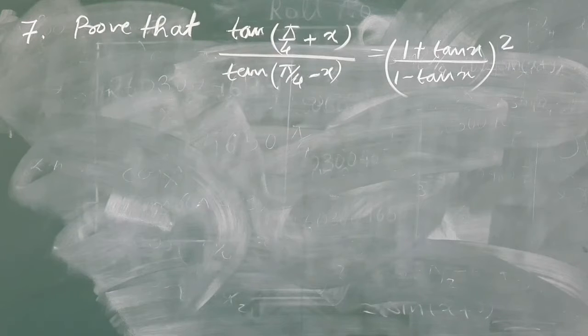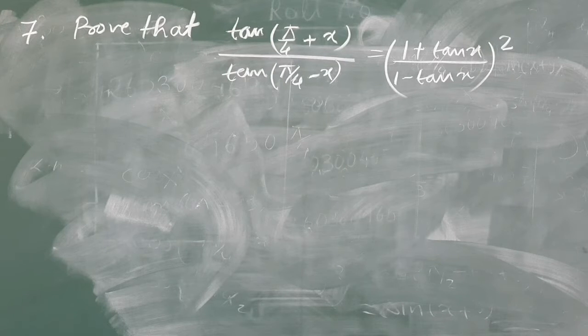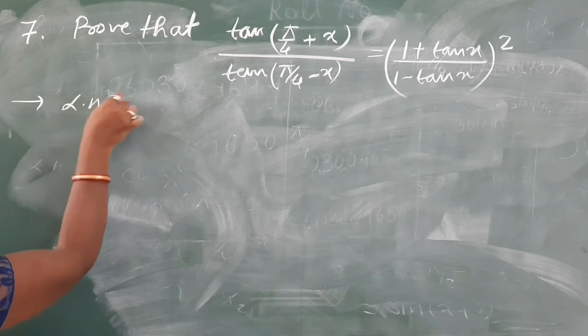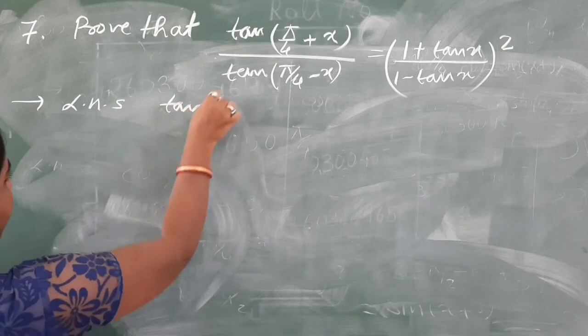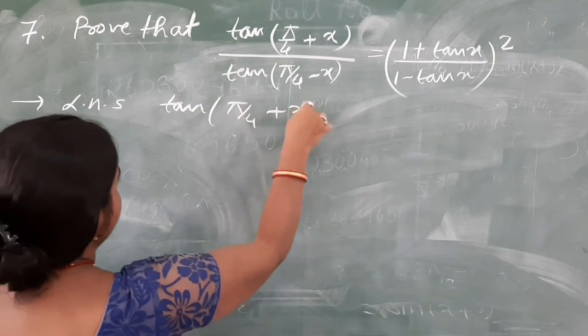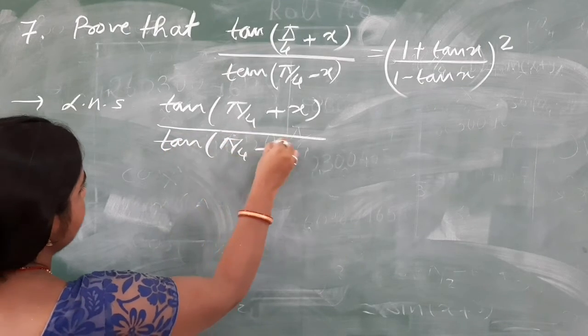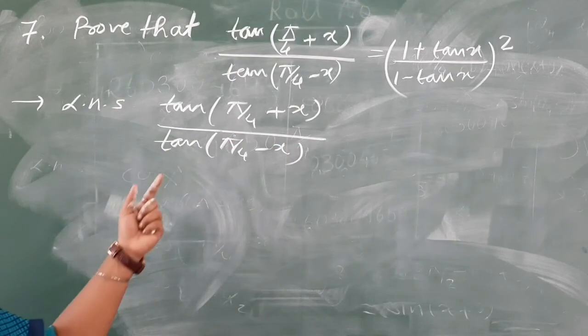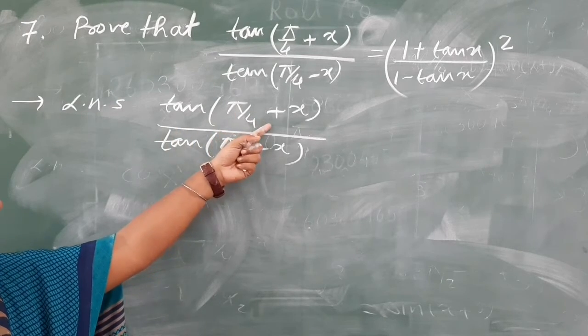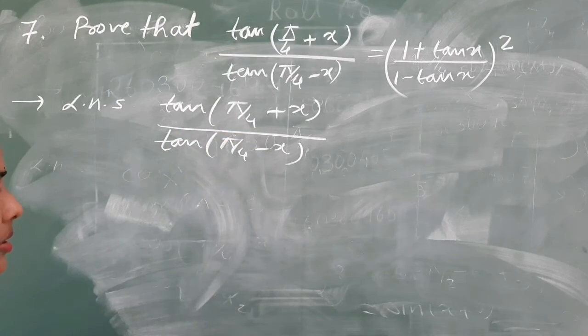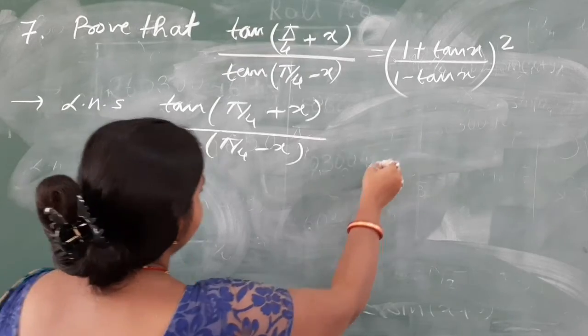Question number 7. Prove that tan(pi by 4 plus x) by tan(pi by 4 minus x) is equal to (1 plus tan x by 1 minus tan x) whole square. So we'll start with the left hand side. Here we have tan(pi by 4 plus x) by tan(pi by 4 minus x). I am going to apply the formula of tan(a plus b) in the numerator and tan(a minus b) in the denominator.